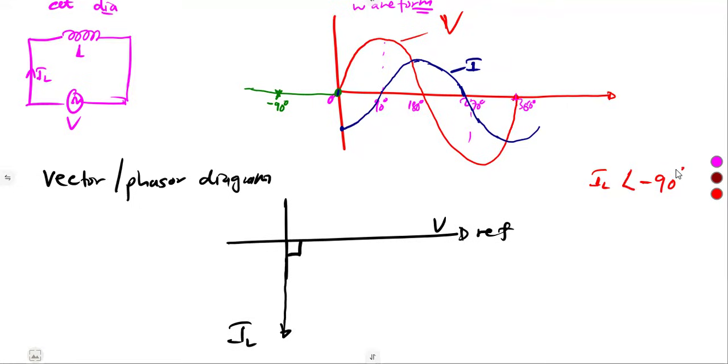The current legs. If we are given a certain consideration in terms of the current related to the voltage, that will be negative. The voltage at what? At 0 degrees. The voltage is at 0.